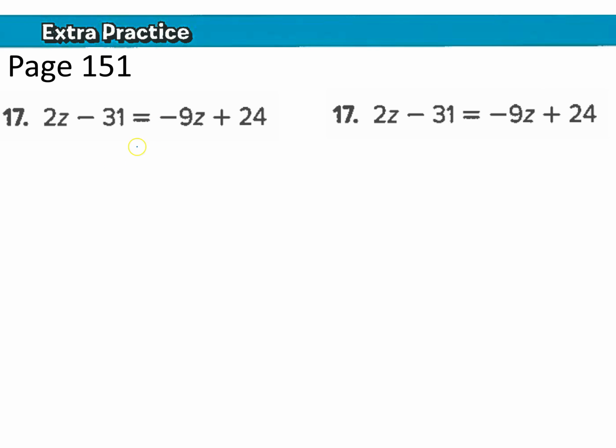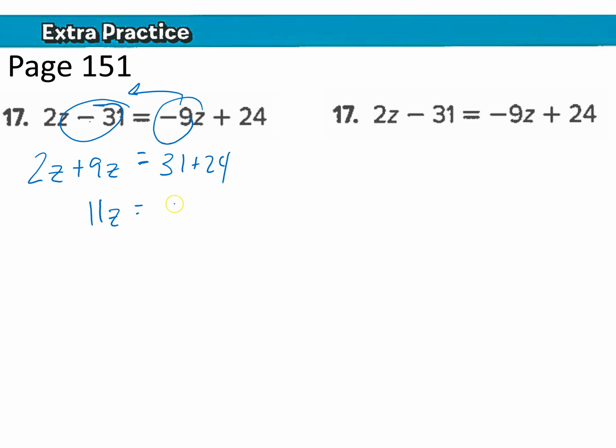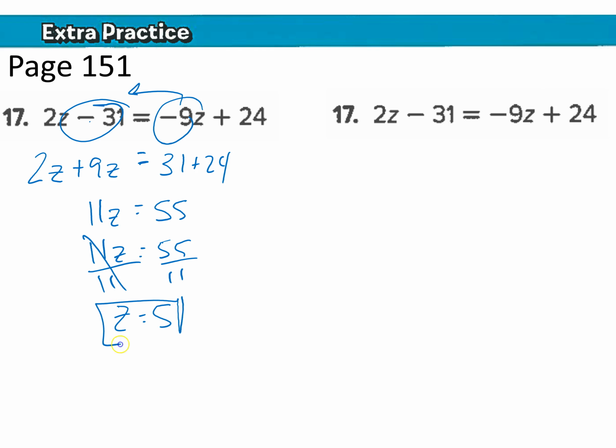Okay, then we got a couple more. Whichever way you like to do it. Again, I know when this goes that side, it's going to be positive. So I'm going to move this one over here. So I get 2z plus 9z, because that minus becomes a plus when I cross over. This minus 31 becomes a plus 31. So now I have 11z equals 55. I'm going to divide both sides by 11. And z is equal to 5.